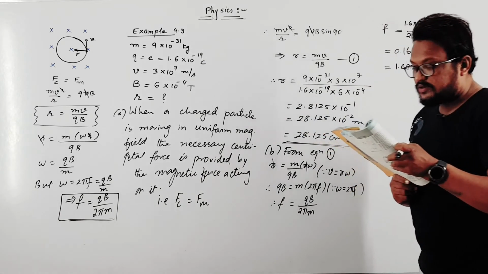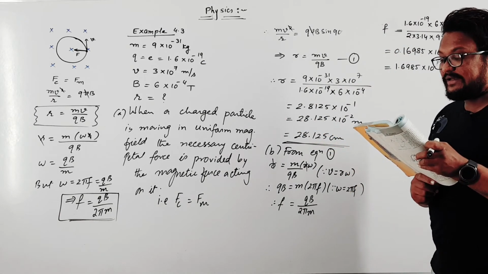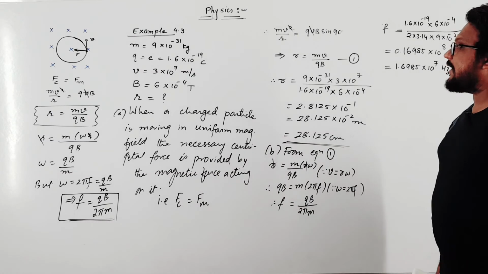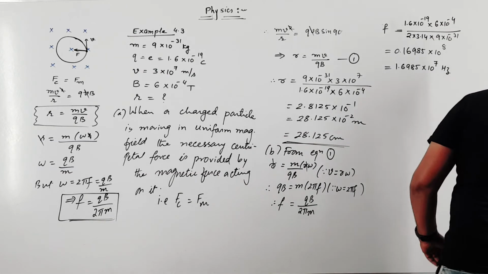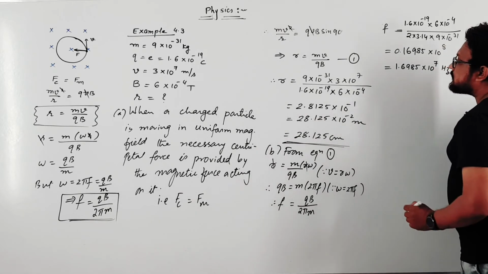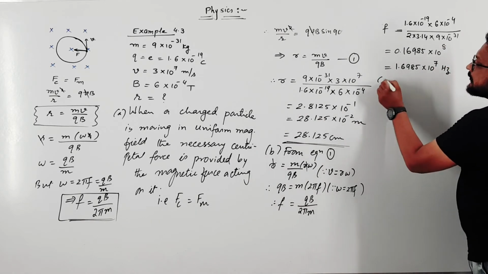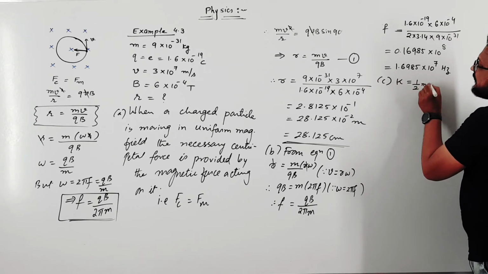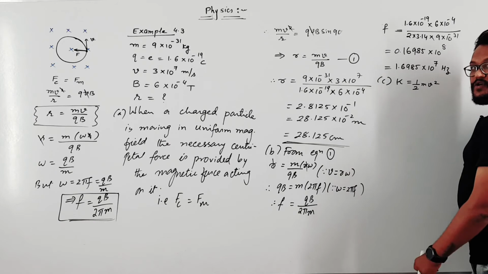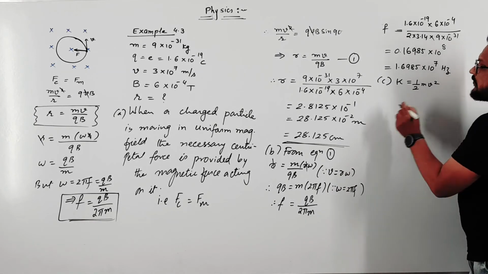Third thing, we have to also calculate its energy in keV. keV means kilo electron volt. We have to find energy in kilo electron volt. So kinetic energy is given as half mv square. We know that kinetic energy of a charged particle moving with velocity v is half mv square.